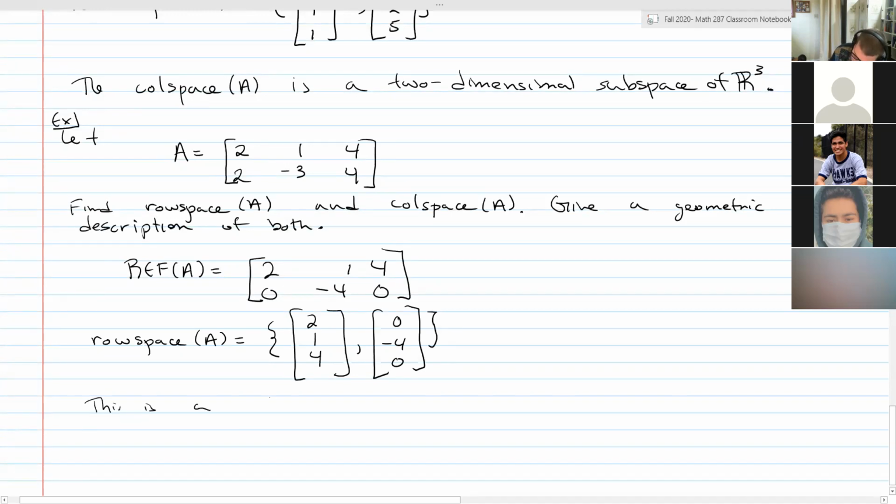This is a two-dimensional subspace of R3. So that's a two-dimensional subspace of R3, okay?